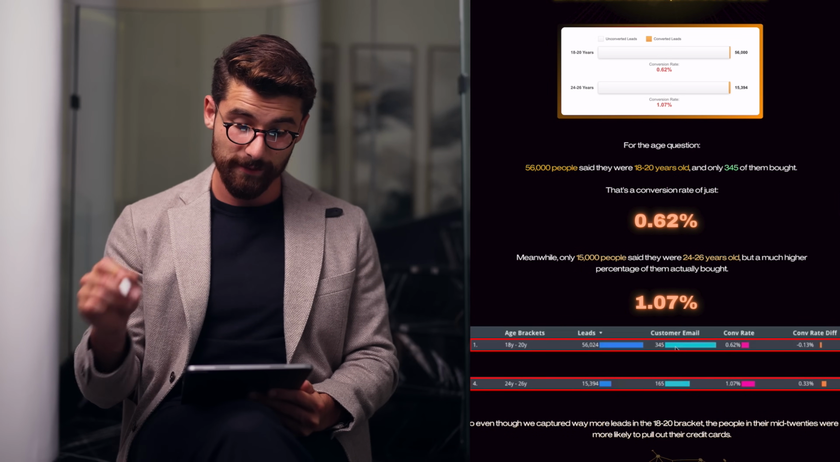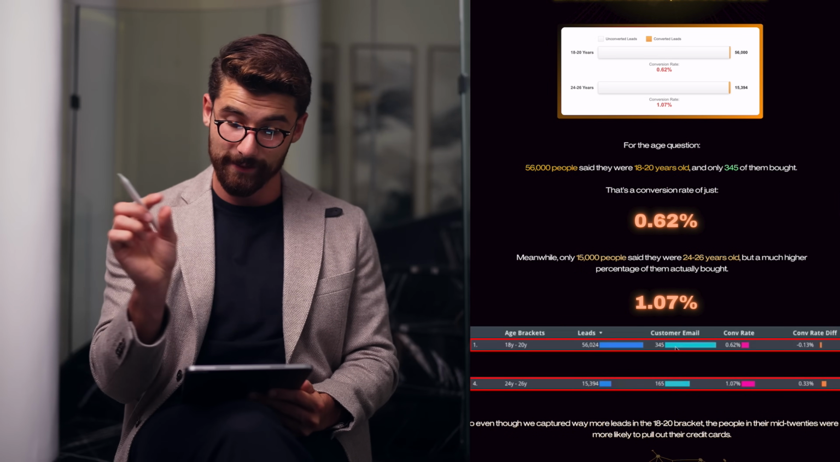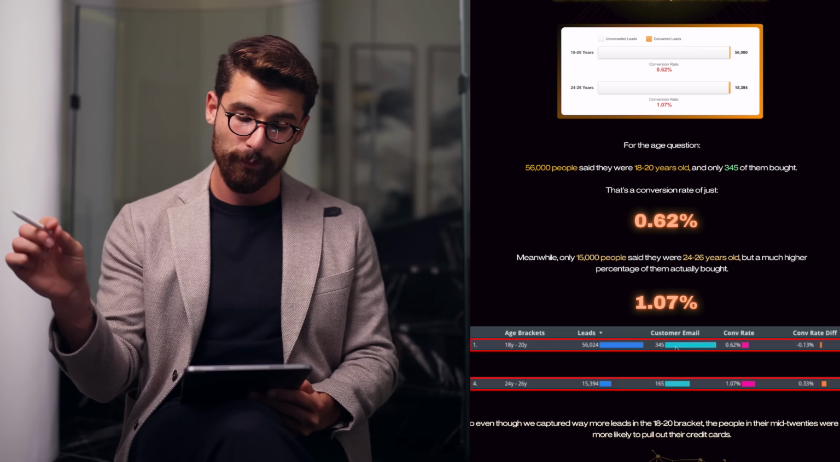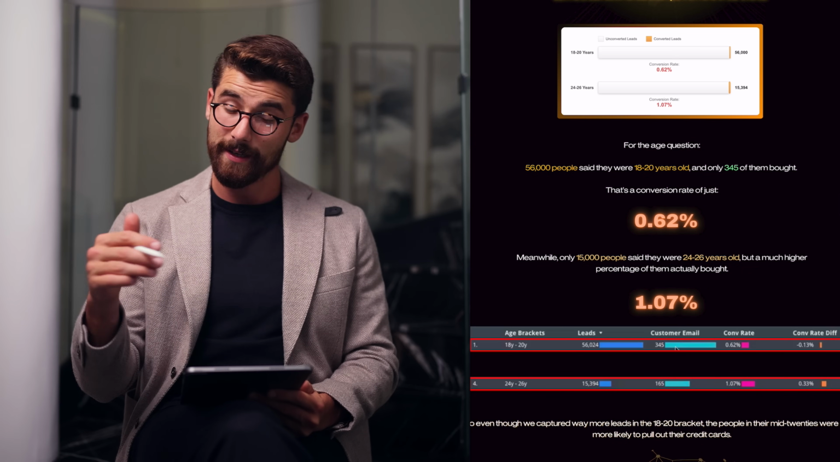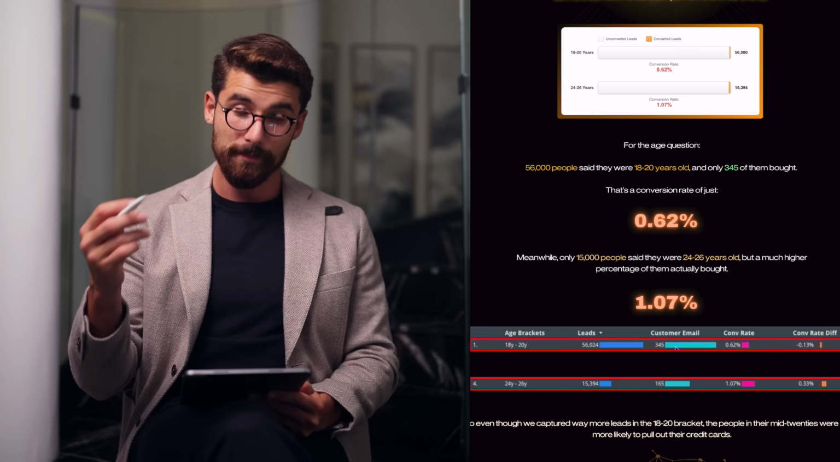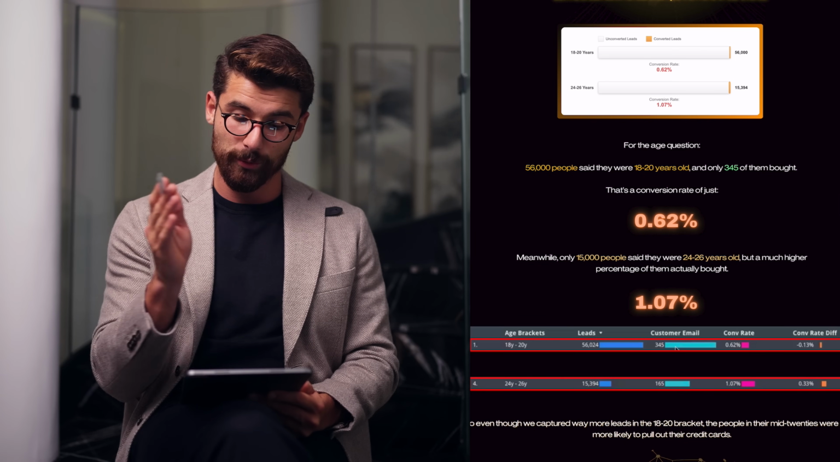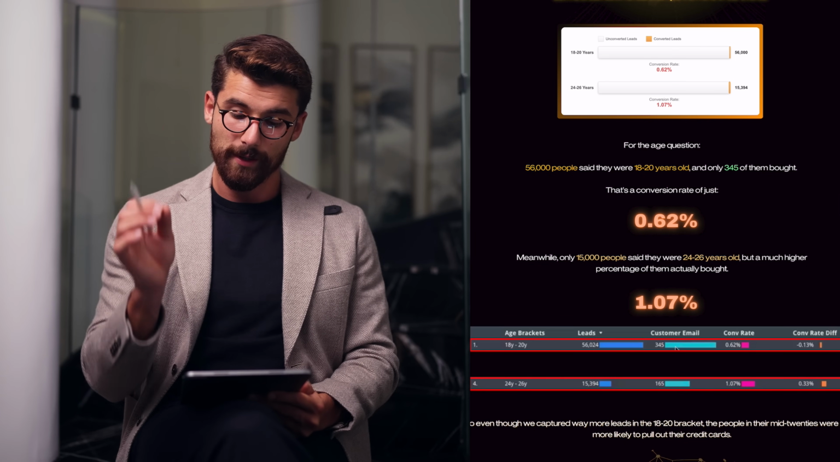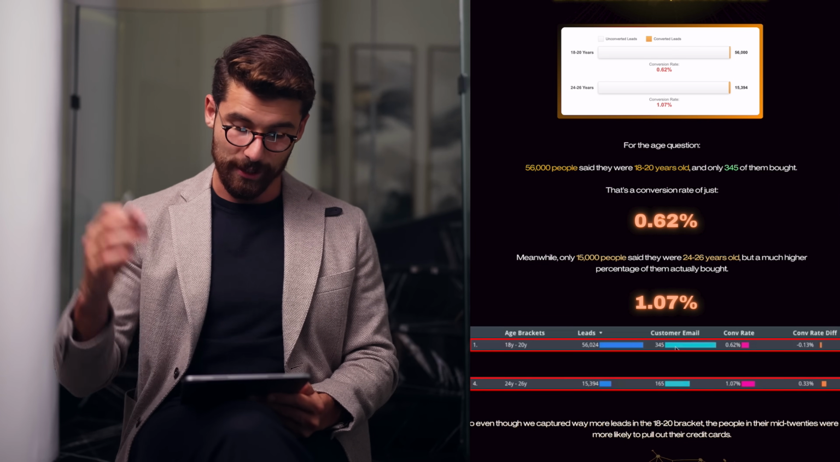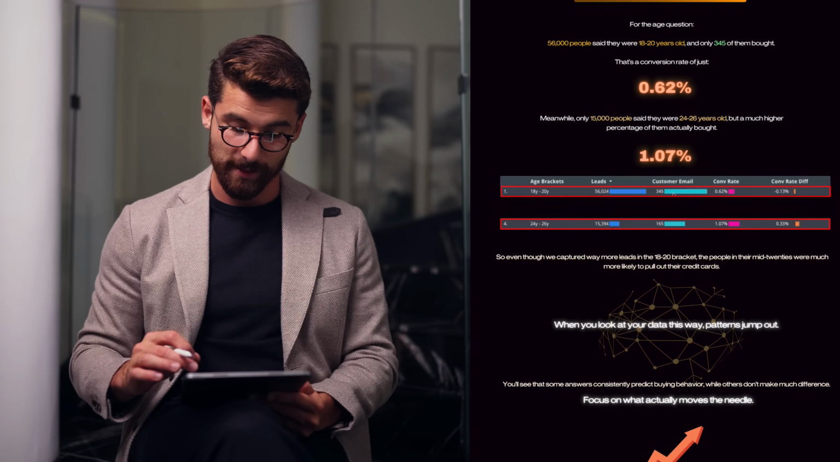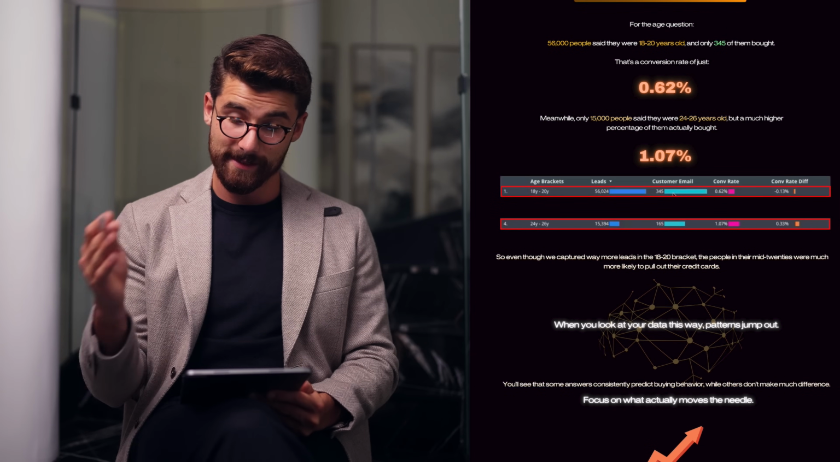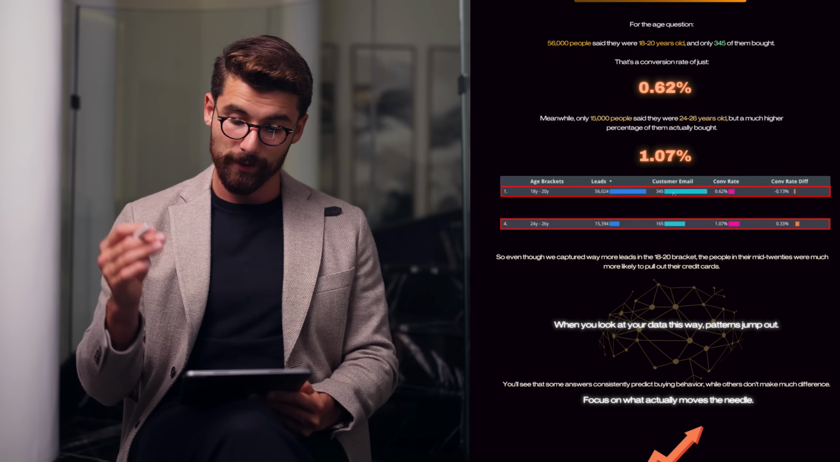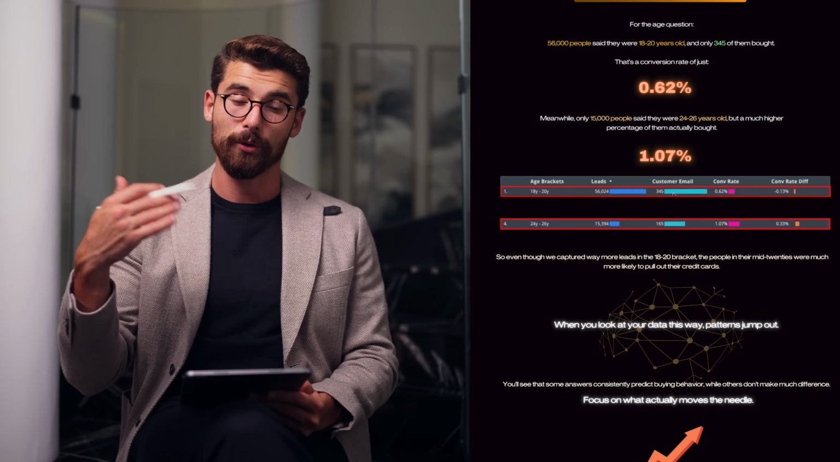For the age question, 56,000 people said they were 18 to 20 years old, and only 340 of them bought. That is a conversion rate of just 0.62%. Meanwhile, 15,000 people said they were between 24 and 26 years old, but a much higher percentage of them actually bought at 1.07%. So even though we captured way more leads in the 18 to 20 bracket, the people in their mid-20s were much more likely to pull out their credit cards.